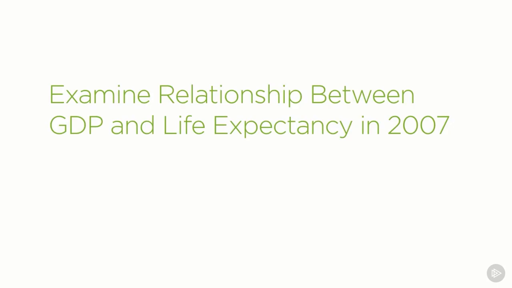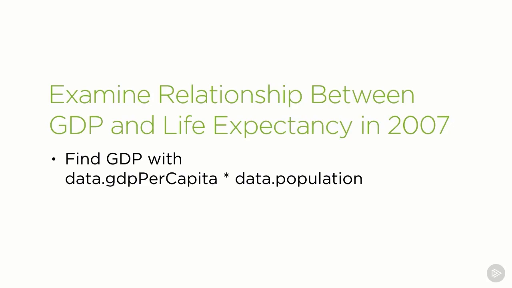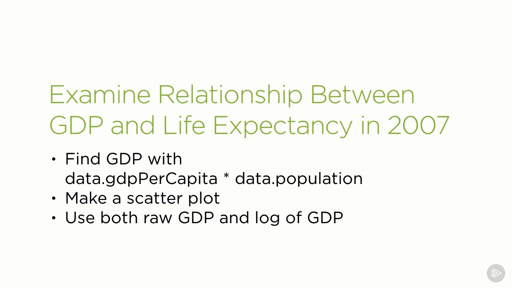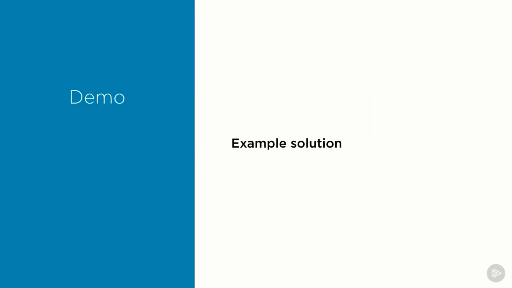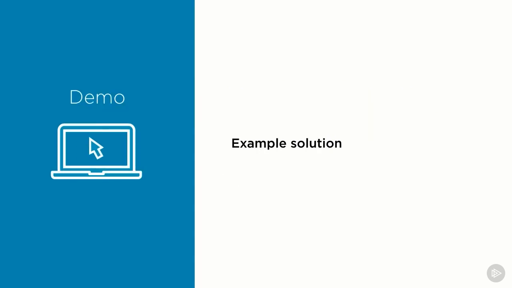With Python and pandas, you can write data.gdp_per_capita times data.population to compute GDP, assuming that the data variable contains the country's data as a data frame. Make a scatter plot with GDP and life expectancy and try using both raw GDP and the log of GDP, just like we did in the last video. As usual, if you want to practice on your own, pause the video right here and come back when you're done. And here's an example solution.